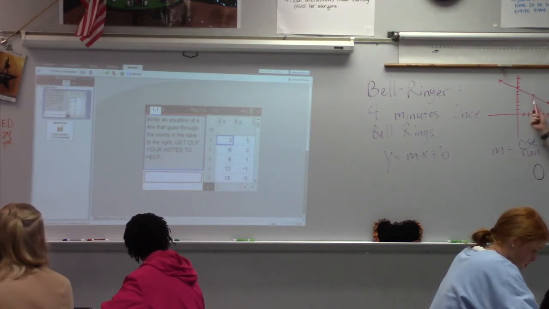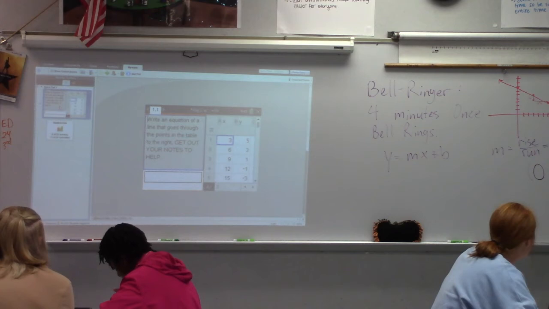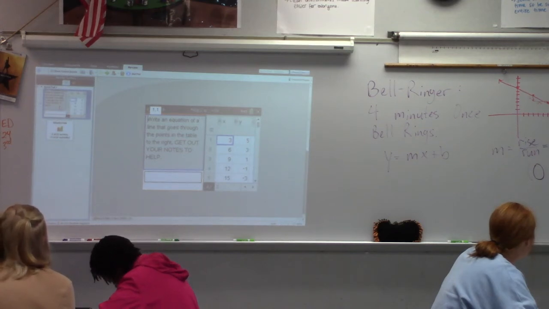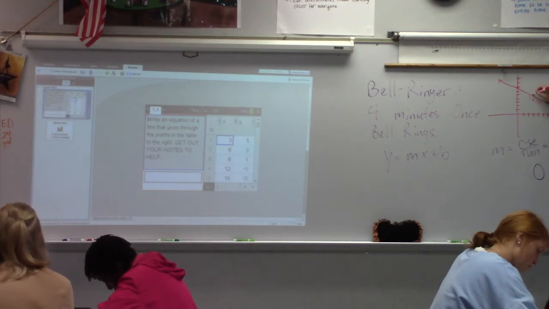How much is it rising? Down 2. How much is it running? 1, 2, 3. I know it's a little sketchy looking at the graph up here, but that's why you could have made your own graph to identify rise and run. Notice I could have also gone from this point up to this point, right? It would have been up 4.